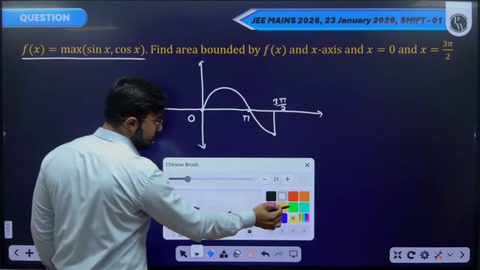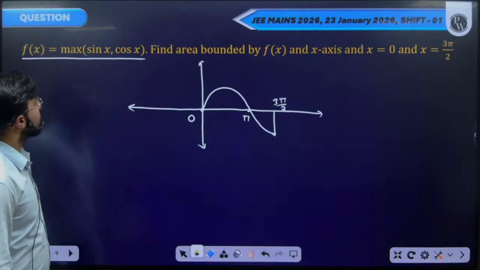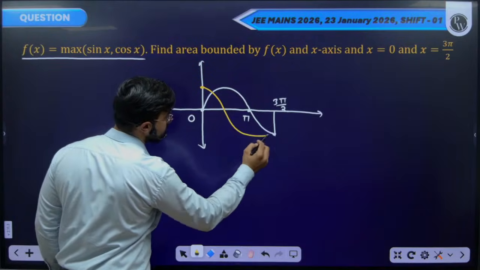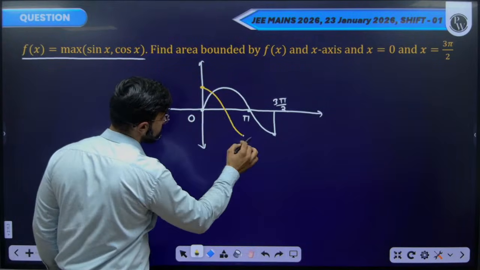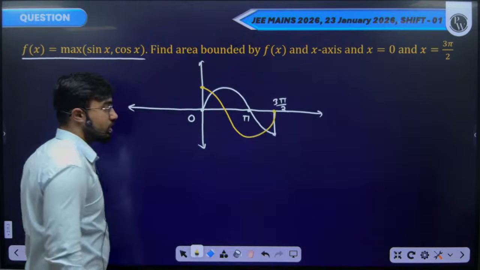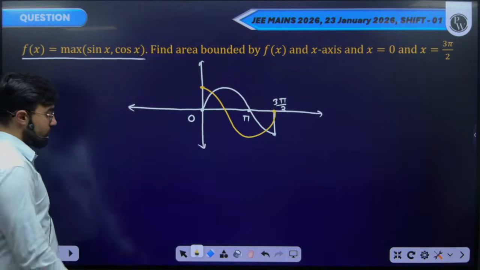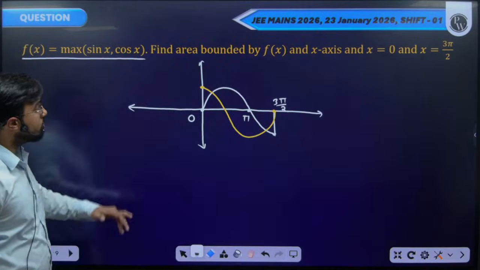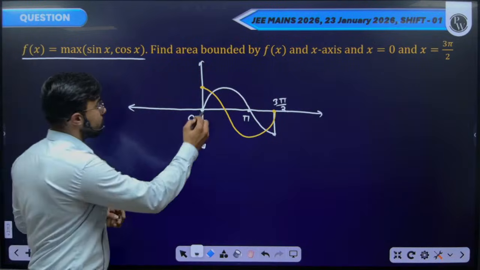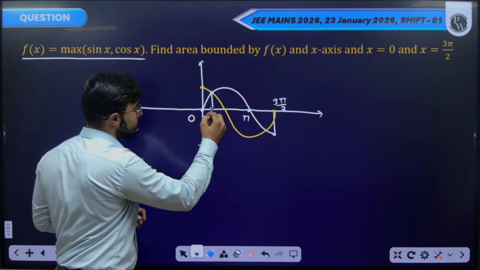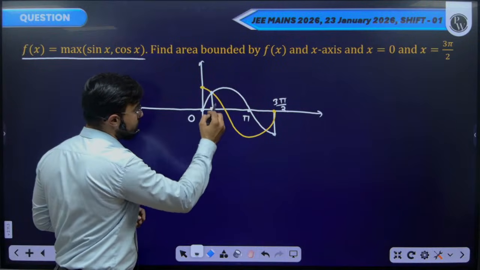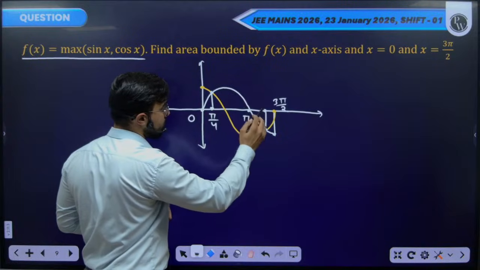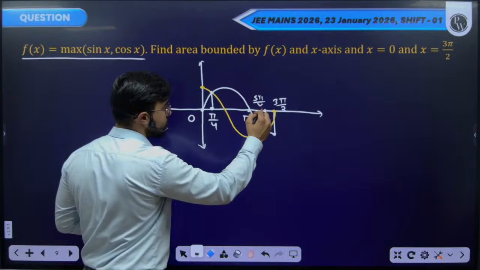For cos we can use a different color. So for cos, this is the graph we have. This graph we have, right? So what we have to find? We have to find the maximum of this graph. So see, from 0 to 3 pi by 2, which graph is above? So for this one, this value is pi by 4. You can see this value is pi by 4, where sin x and cos x are equal, and this value is, not 3 pi by 4, this value is 5 pi by 4.